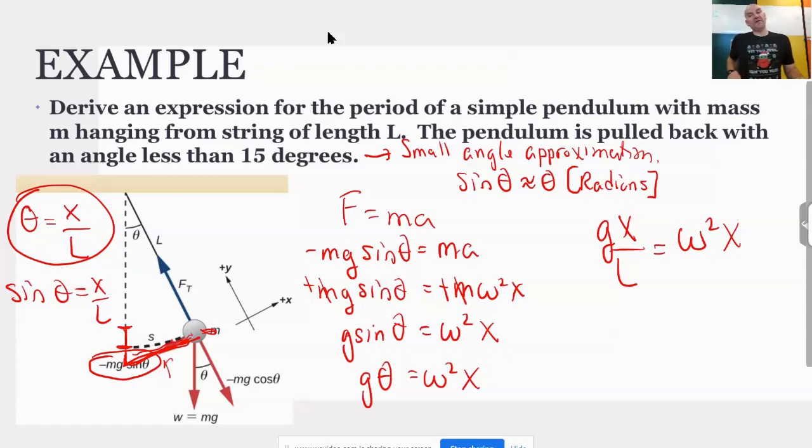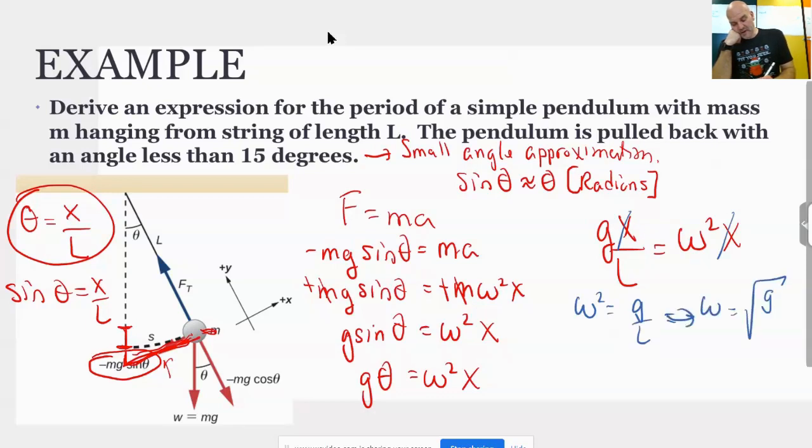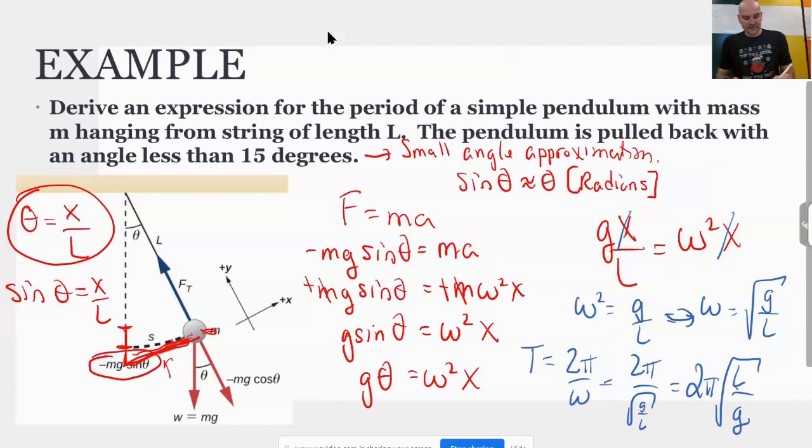And just like we did in the other video with the mass spring, we need to find omega. So what happens is this x cancels that x. There's my omega squared. So that tells me that omega is the square root of g over L. But then I plug that into the omega equation and solve for period. And just like I did before, I can now simply invert my fraction. So there is my simple pendulum period.